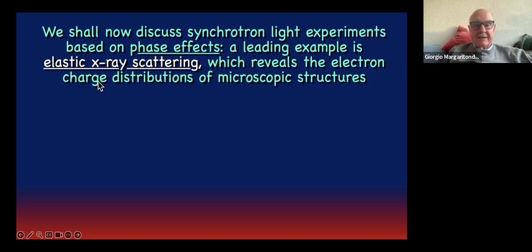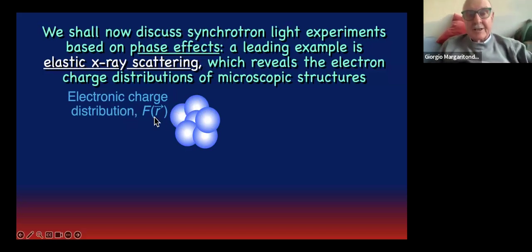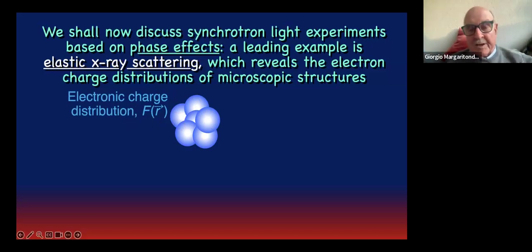We are talking about a phase effect. So if you're taking a microscopic object like an atom, or excuse me, a molecule or a virus, then we would like to understand what is the microscopic structure, that is the electronic charge distribution. So this is the target of this kind of experiments.